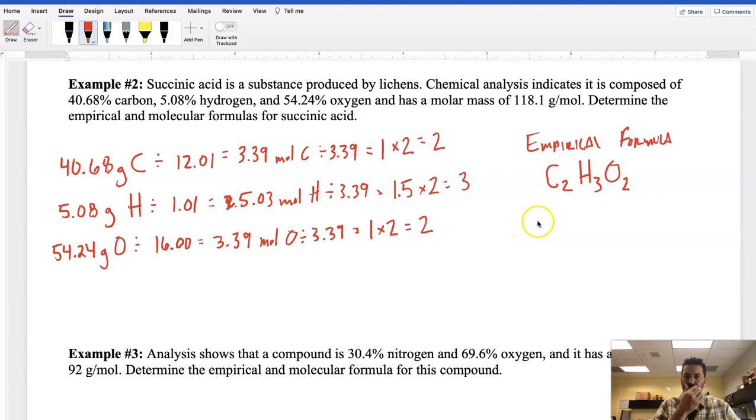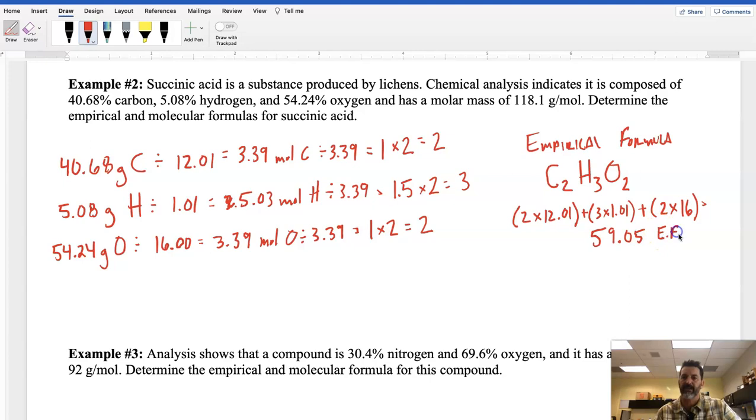Okay, so that's first step. Find the empirical formula, which we just did. Okay, now, to find the molecular formula, remember the first thing we need to do is find the empirical formula mass. So that means I'm going to do 2 times carbon off the periodic table plus 3 times hydrogen plus 2 times oxygen. All right, so that's going to give me my empirical formula mass, and that comes out to be 59.05.